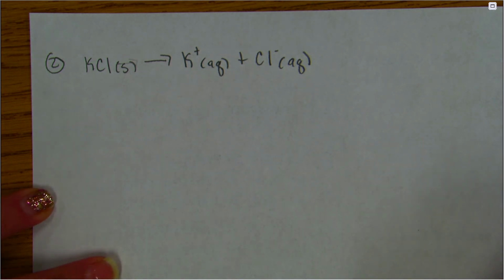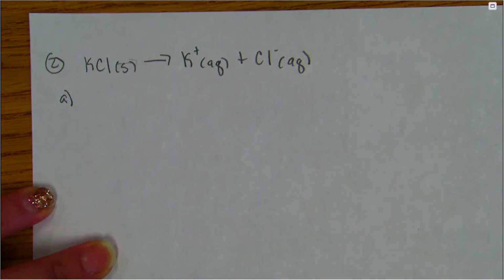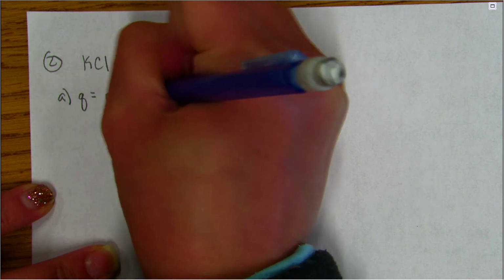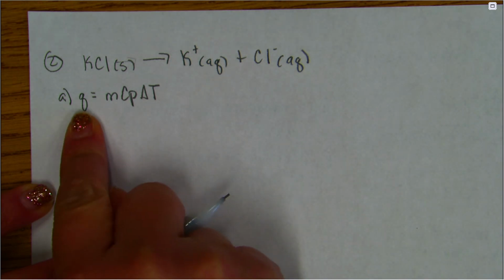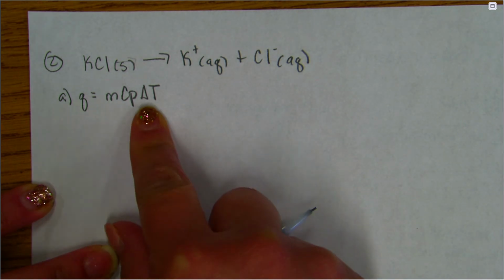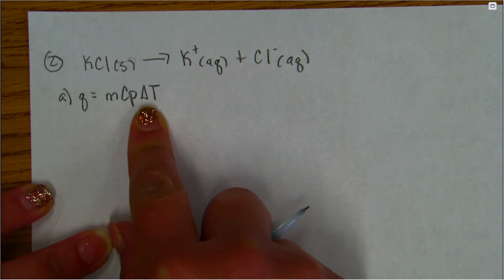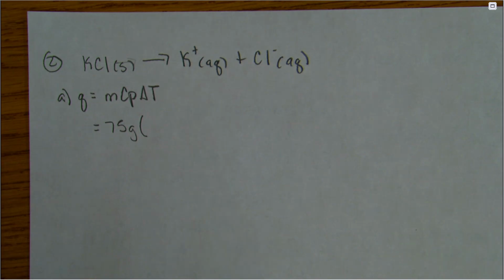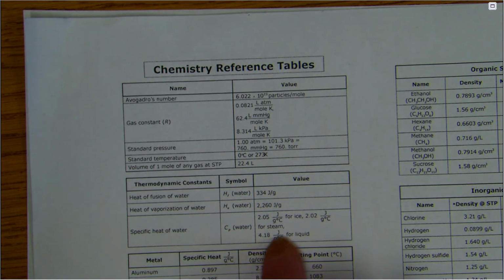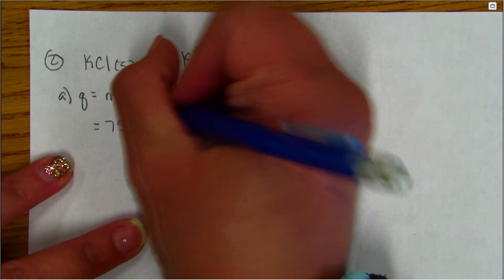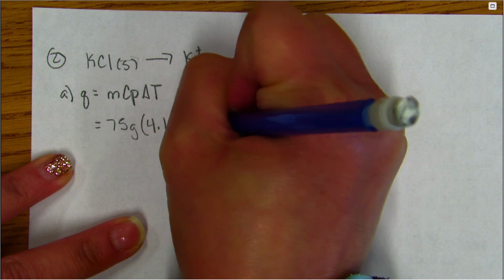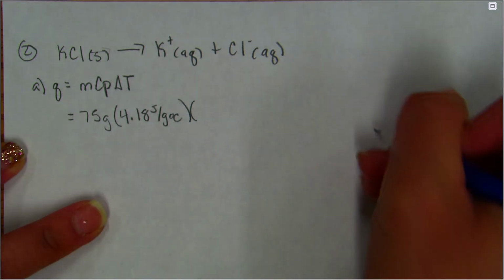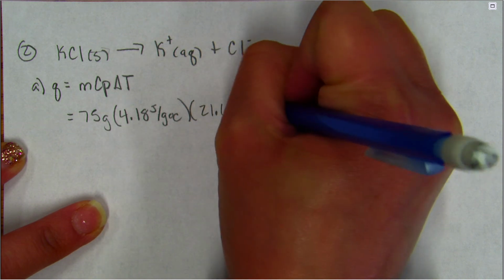All right, part A asks us to find the heat released by water. So the heat released by water, that is going to be Q equals m c sub p delta T. Here's my heat, the mass times the specific heat times the change in temperature. All right, my mass of water according to the problem is 75 grams. The specific heat of water in its liquid form is 4.18 joules per gram degree Celsius. And my change in temperature according to the problem is I started at 31 and I ended at 21.6 degrees Celsius.